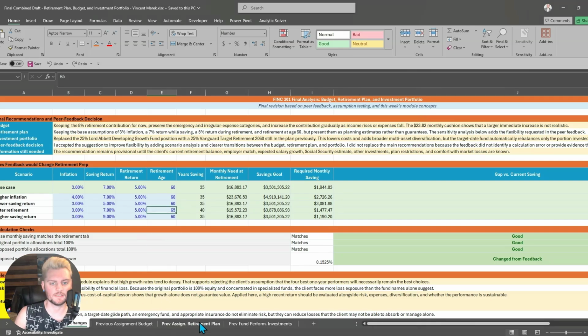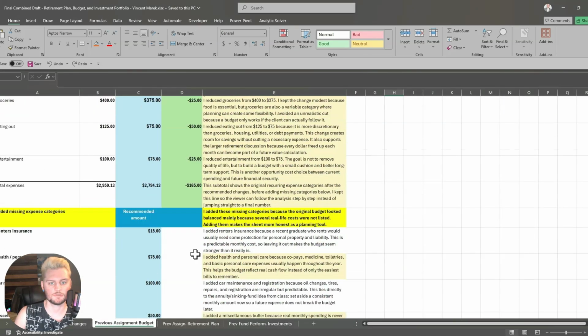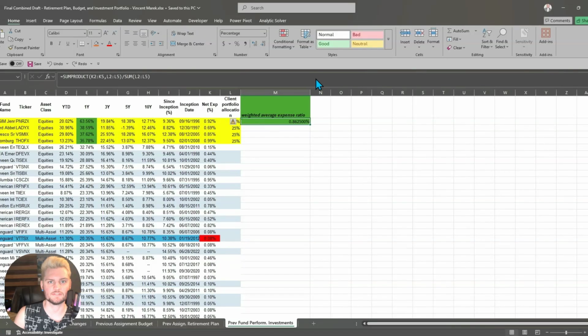But then otherwise, I kept the other three retirement funds the same, because I wanted this to be like a limited first step in their portfolio without doing a full readjustment, without knowing more about the client.